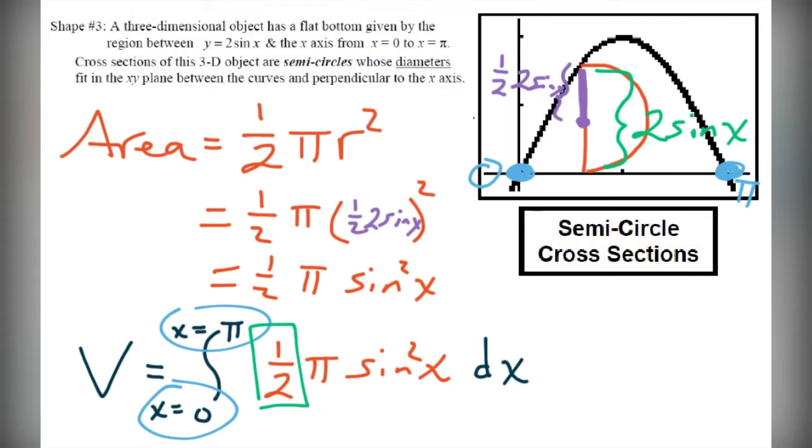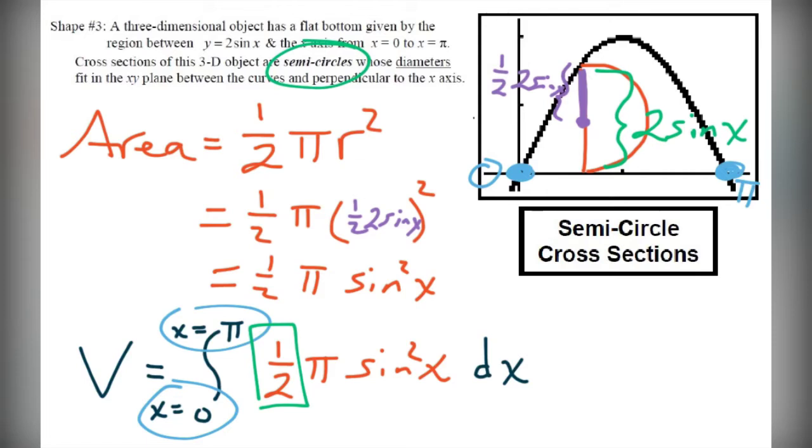Again, the green 1/2 was because it was a semicircle. The purple 1/2 is because we only wanted half of that full distance. So make sure that each one has its place. But it's time to integrate. Just a side note here, you actually would not be able to do the antiderivative of this problem without the power reduction identity, because we don't know how to do the antiderivative of sine squared.